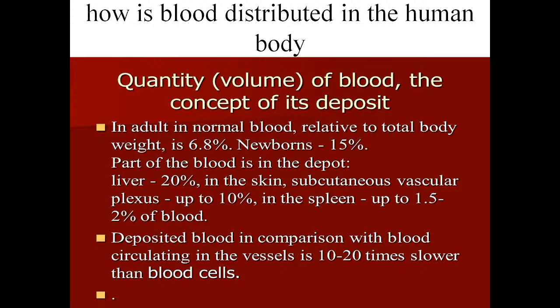Student, in this slide you can see how blood is distributed in the human body. In the adult, normal blood relative to total body weight is 6.7, about 7%. Newborns, 50%.